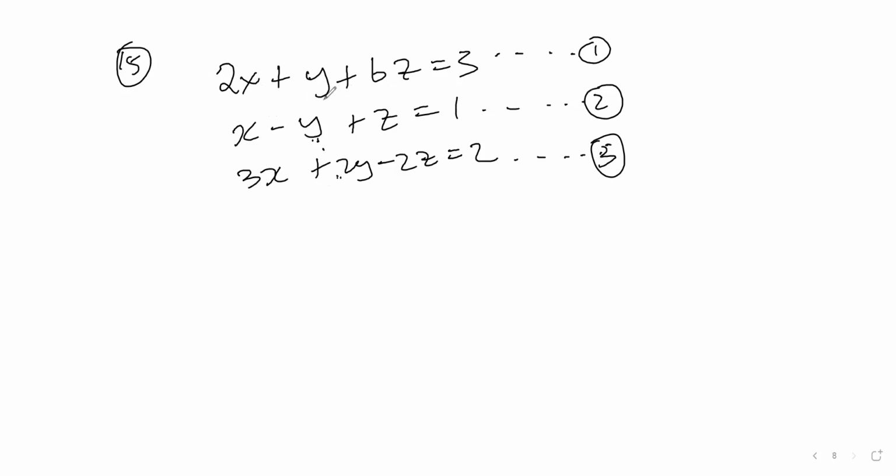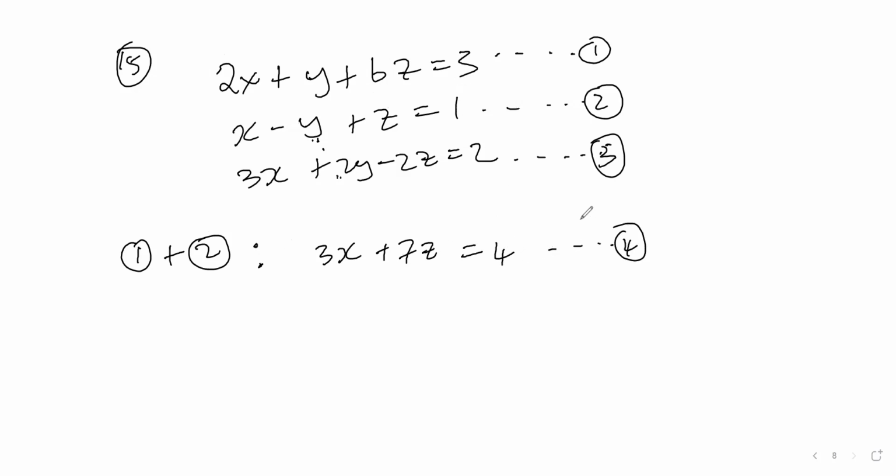If I want to eliminate, I need coefficients to be the same. So for these two, 1 and -1, if I add them up, y will disappear. So equation 1 plus equation 2 gives me 2x plus x is 3x, negative y plus y is 0, 6z plus z is 7z equals 3 plus 1 is 4. So I get this equation 4.